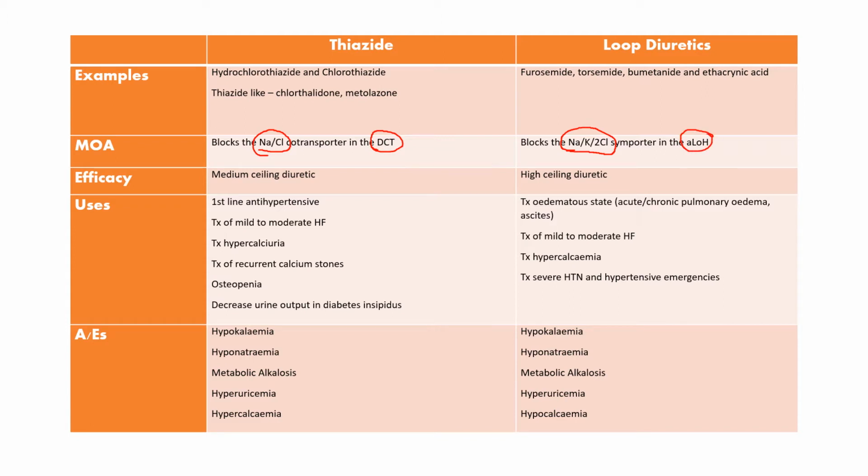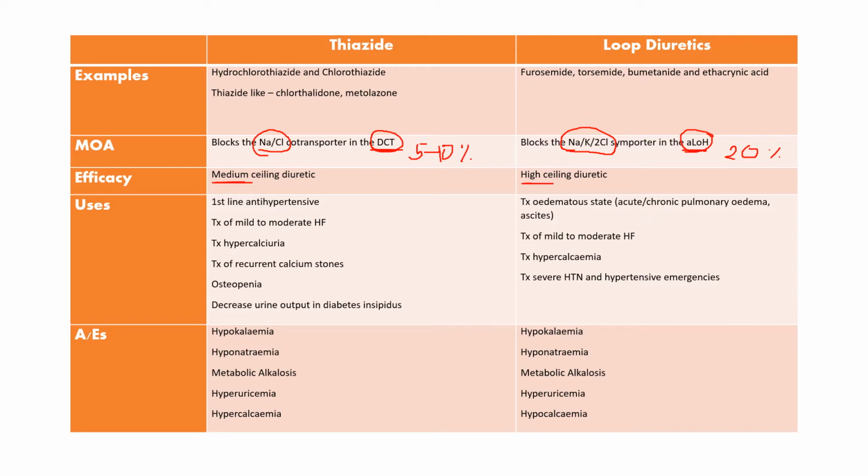Okay, so thiazides essentially work on the DCT, the distal convoluted tubule, where about 5 to 10% of our sodium is reabsorbed, whereas loop diuretics work in the ascending loop of Henle, where about 20% of our sodium is reabsorbed. So these figures are really important. Not the figures themselves, but the idea, the fact that there's more sodium reabsorption in the ascending loop of Henle than the distal convoluted tubule. That kind of explains why thiazides are only medium ceiling diuretics, whereas loop diuretics are high ceiling diuretics.